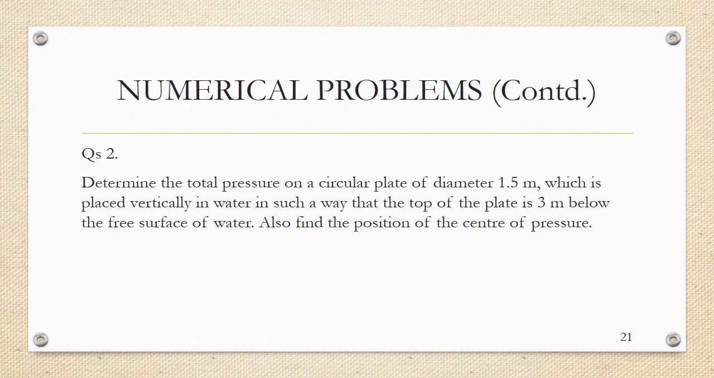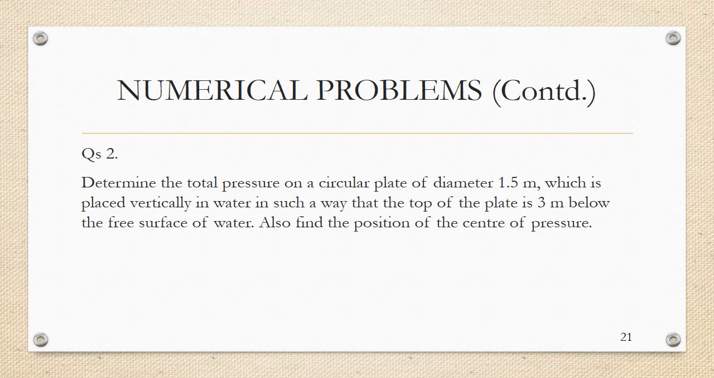So we will head to the next problem. Determine the total pressure on a circular plate of diameter 1.5 meter, which is placed vertically in water in such a way that the top of the plate is 3 meters below the free surface of water. Also find the position of center of pressure. So this time it is a circle. The cross section is having the shape of a circle, and like we know, Ig is known to us for a circle as pi r raised to 4 by 4 or pi d raised to 4 by 64. The diameter is given as 1.5 meter, and it is placed vertically in water, and the top of the plate is said to be 3 meters below the free surface of water.